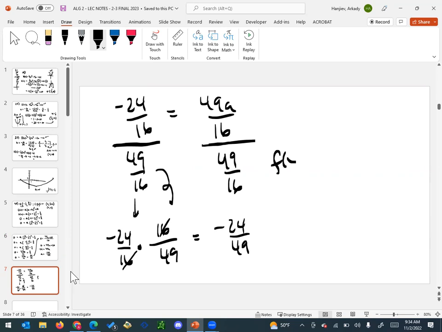Okay, so finish it up here. My answer is negative 24 over 49 times X plus 1/4, you guys help me out here, plus 3/2. Yes. Sweet.